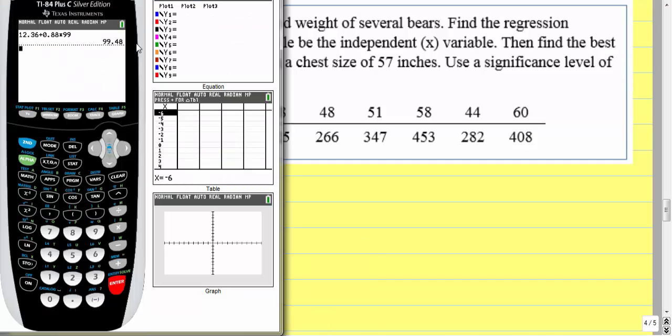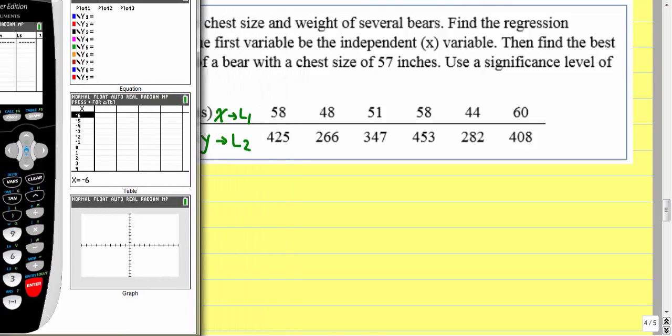So let's go ahead and open up our calculator. We're going to go to Stat, Edit, L1 and L2, and if you have data in yours like I do in mine, make sure you clear those out. You go up to the heading L1 or L2 and hit Clear and enter the data.